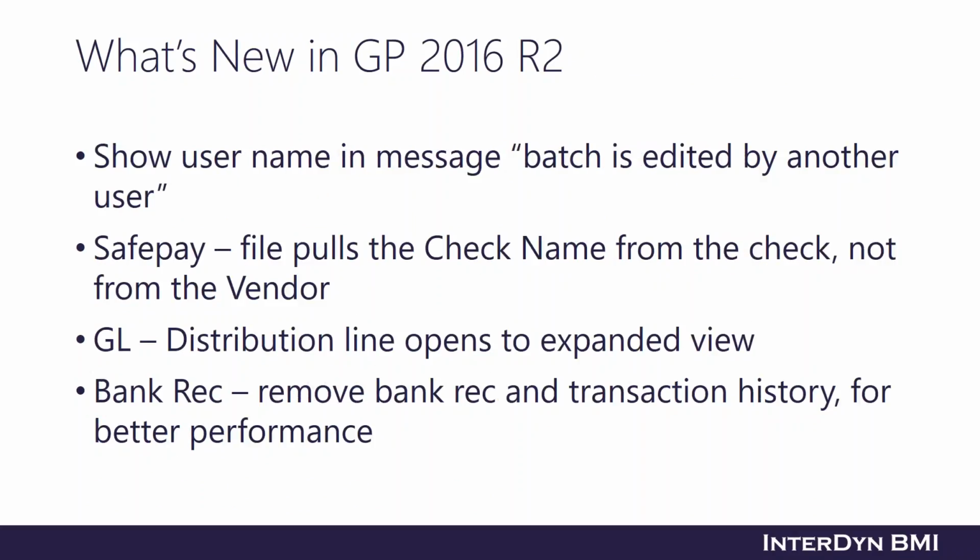Probably the biggest one is right now if there's a message that a batch is being edited by another user. You go in to do something, and it'll say the batch is being edited by another user. Well, if you've got 3 users and they're all sitting in the same space, that's pretty easy to figure out who the other user is. If you've got 100 users and they're spread around the country, that's not so easy to tell, okay, who's editing the batch?